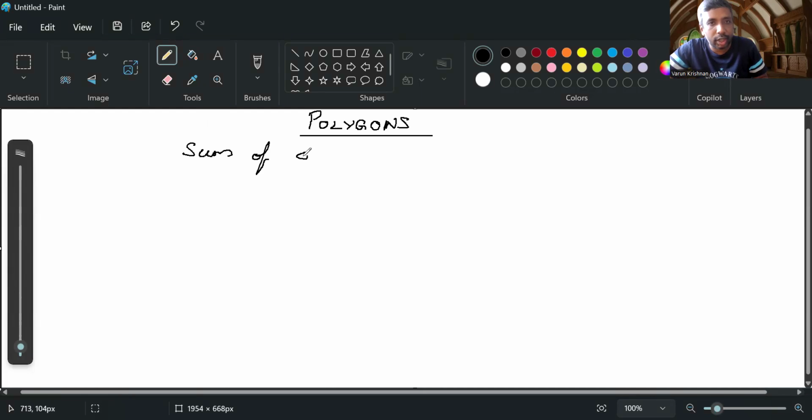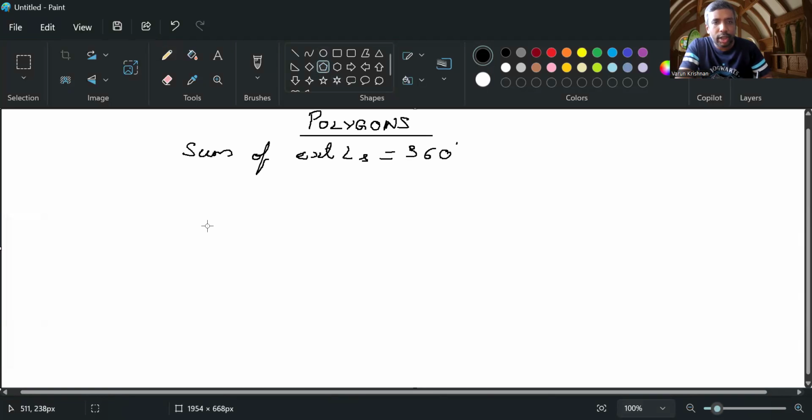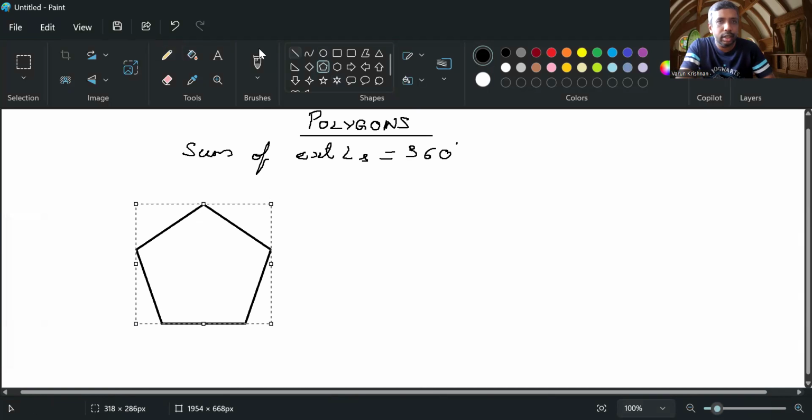The sum of exterior angles of a polygon, very simplistically put, any polygon, no matter how many sides, sum of exterior angles is always going to be equal to 360 degrees. Now, what do I mean by exterior angle? Exterior angle of any polygon is formed by the produced part of an existing side, or the produced part of a side with an existing side.